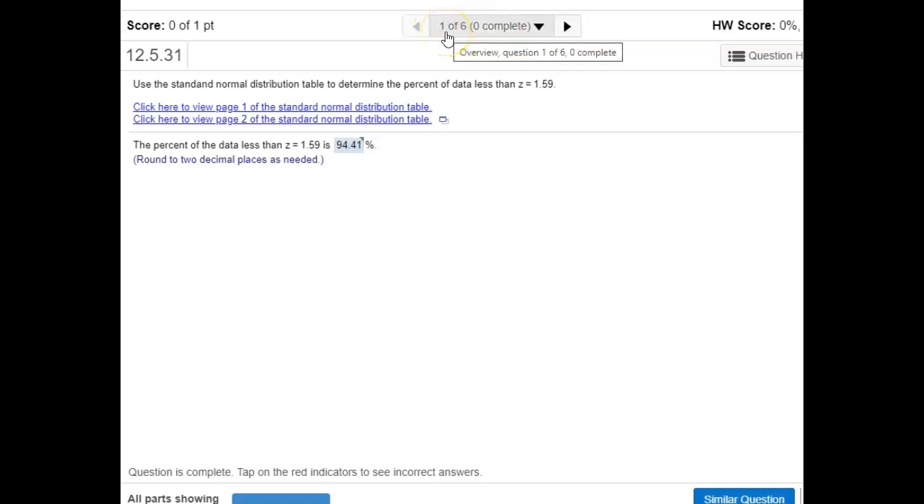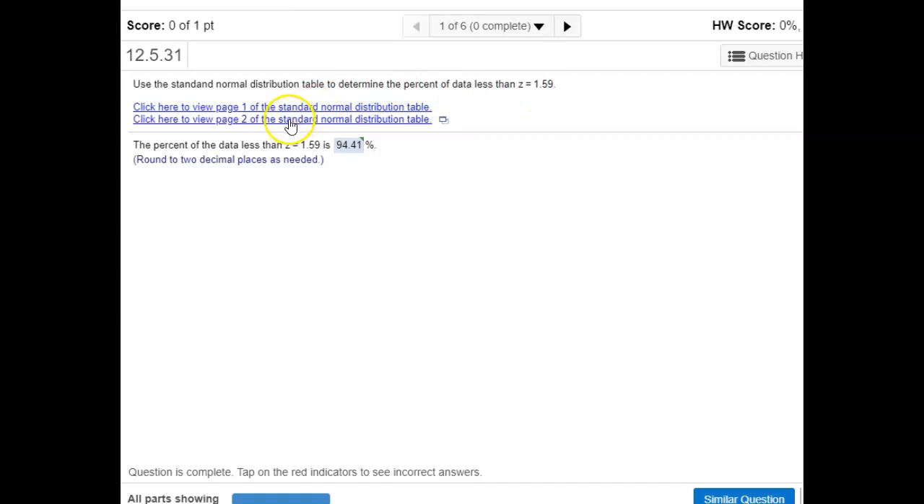For number one, we're working with the normal curve, and we're going to use the standard normal distribution to find the percent of data that is less than the given z-value. Now, a z-value is based off the distribution's mean and standard deviation. And basically, we can use this table of data to find what percent of data in the entire distribution will be to the left of any given z-value.